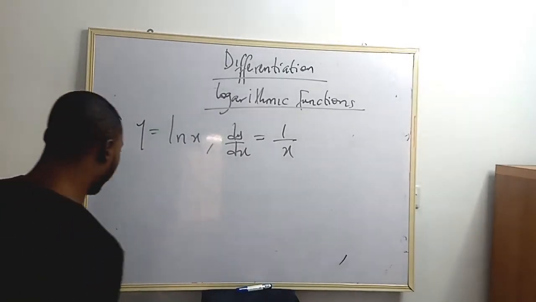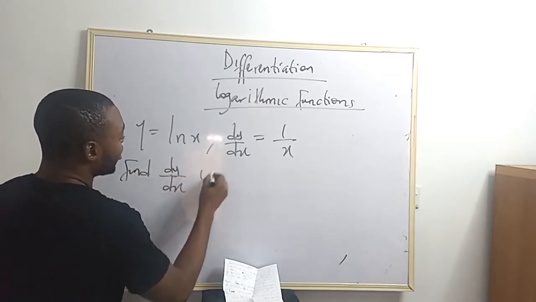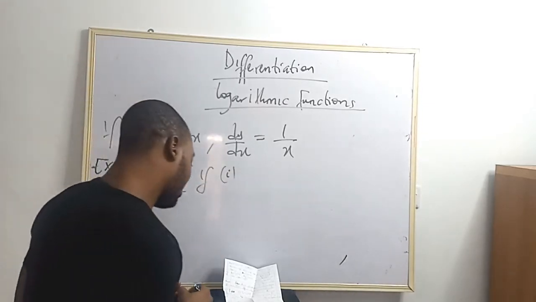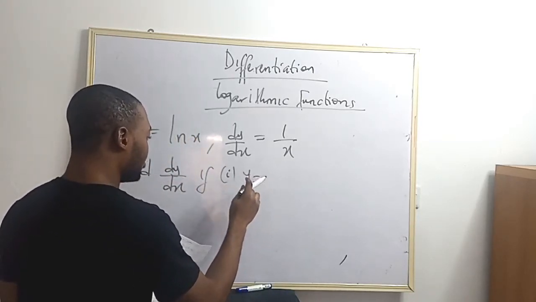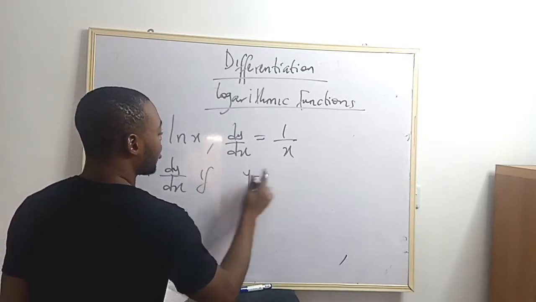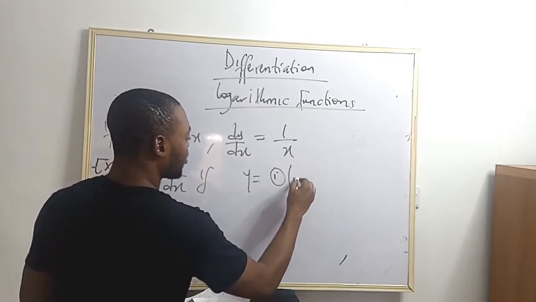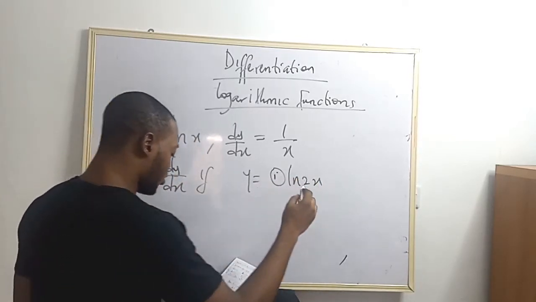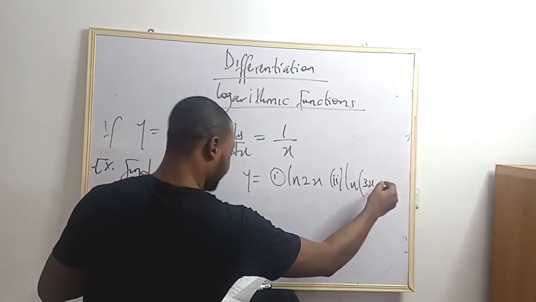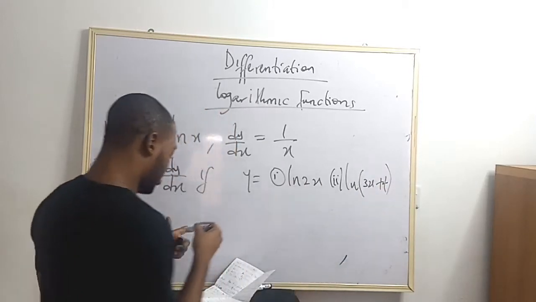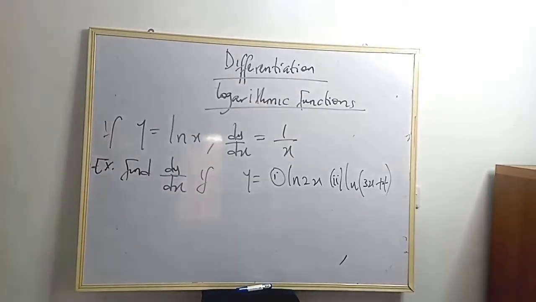So from what we have here now, for example, find dy/dx if 1, y equals log 2x, 2, y equals log 3x plus 4. Find dy/dx if y equals 1, log 2x, 2, log 3x plus 4.